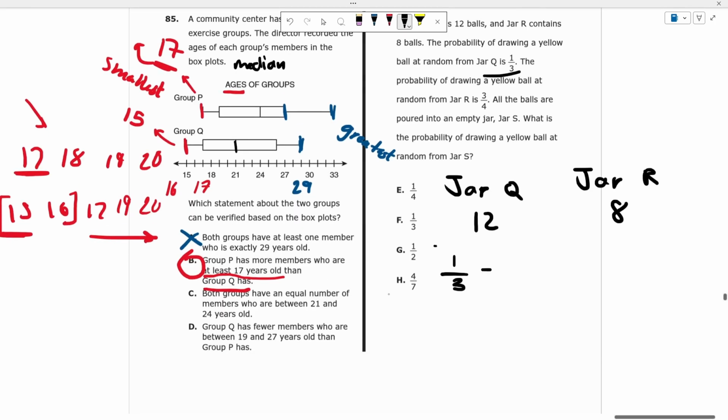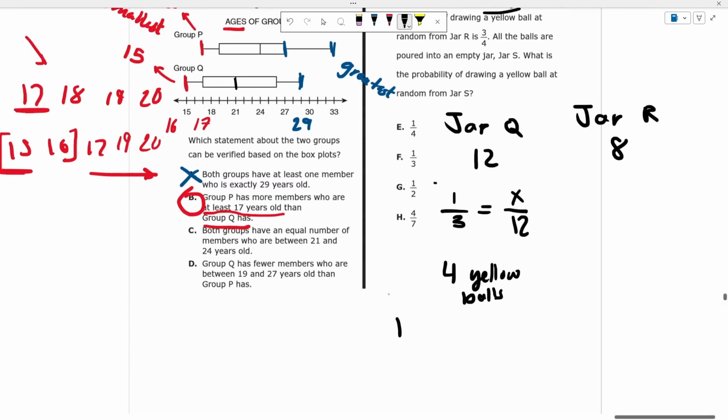In reality, I actually have 12 as my whole and x as my part. So if you just solve for this, you know that x has to equal 4. So in jar Q, there are 4 yellow balls. The probability is 4 yellow balls that I want to choose from, divided by 12 total balls, or 12 total things that could happen. And this probability just simplifies into 1/3.